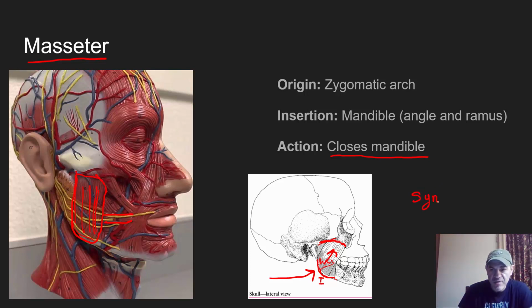So this would be a synergist to other muscles that do close the mandible. So what is the origin? When we go back and look at these images, it is the zygomatic arch. There's your origin. The insertion is the mandible, specifically the angle and the ramus. Here's the angle where the mandible turns, and then the ramus is right up here. And that is the masseter.